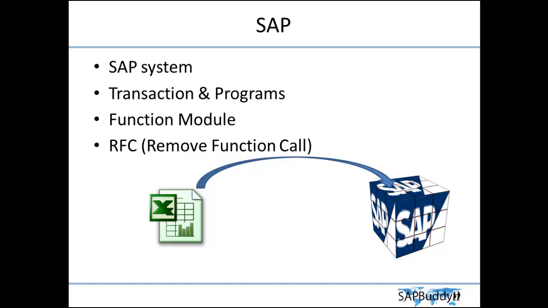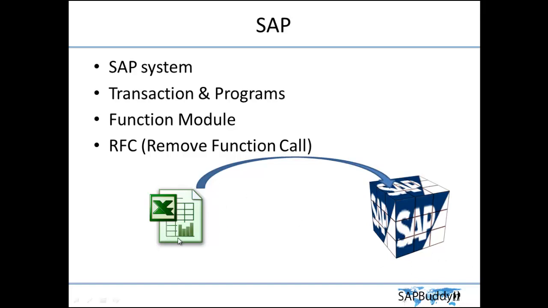RFCs, remote function calls. Remote function call is an extension of call functions in a distributed environment. Let's say a distributed environment means two different systems. An existing function module can be executed using RFCs in a remote system. The point here is that you have a function module, using the remote function call, in a distributed environment. That means two different systems.